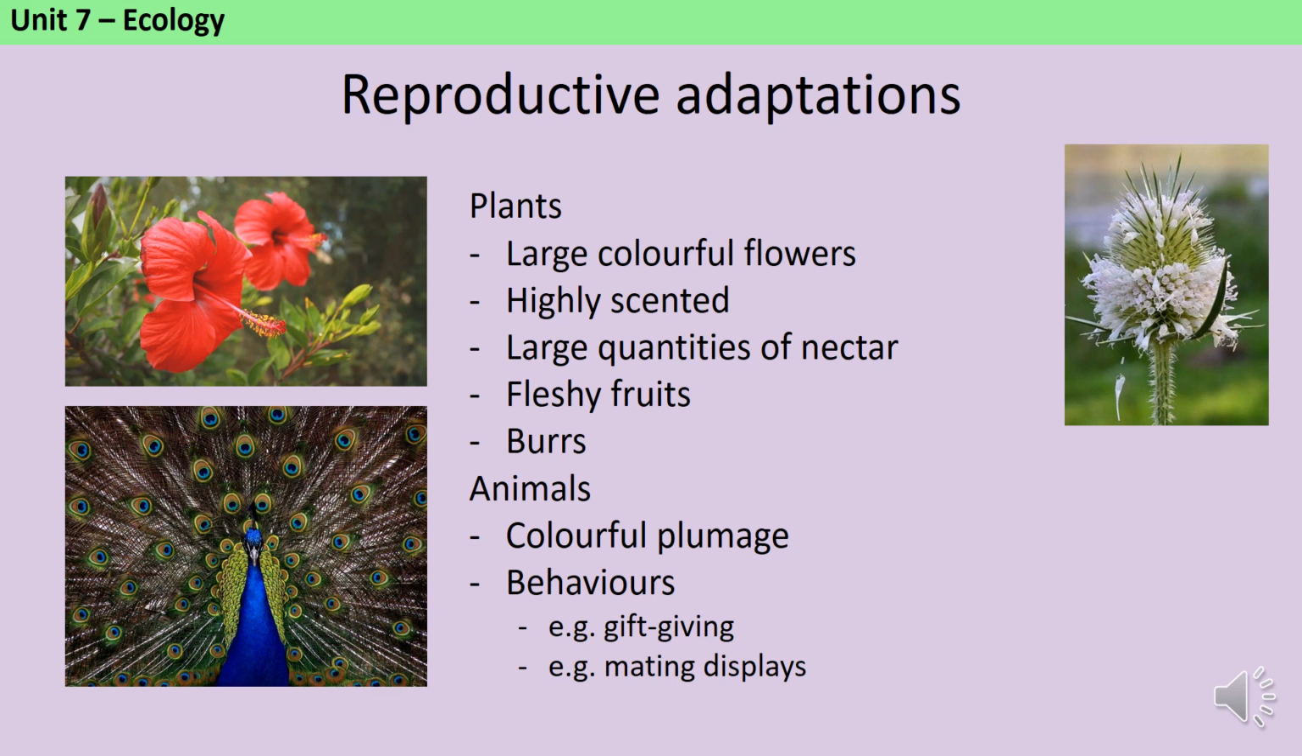Plants that are pollinated by the wind are more likely to produce large quantities of very light pollen, and they're also likely to have long feathery stigmas that hang outside of the flower so that they can catch the pollen as it's drifting past. Animals may attract a mate by structural adaptations like having colourful plumage, or also by behaviours. This could be things like birdsong, bower building, gift giving, and mating displays where an animal tries to show how strong it is.